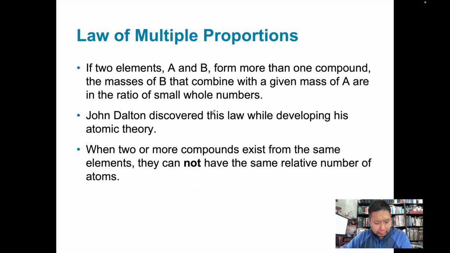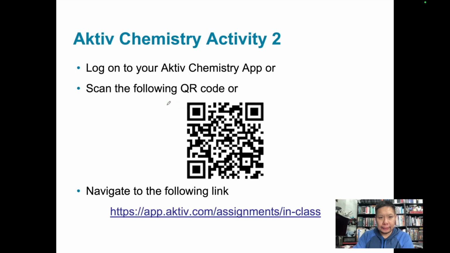Next is the law of multiple proportions, right? What the law of multiple proportions says is that when you have two elements, say element A and B, combined with each other to make a new compound, they will always combine such that the ratio of B to A will always be in small whole numbers, right? And all that means is that you can't divide an atom in half. You can't have half an oxygen atom or half a hydrogen atom. It has to be whole numbers, or whole atoms, being combined with each other to make new compounds, right?